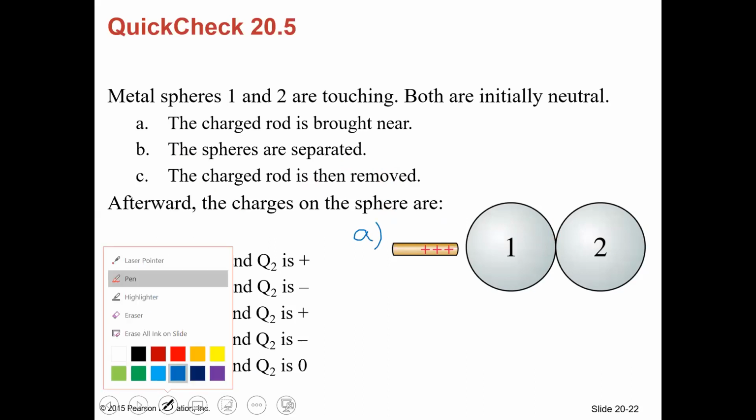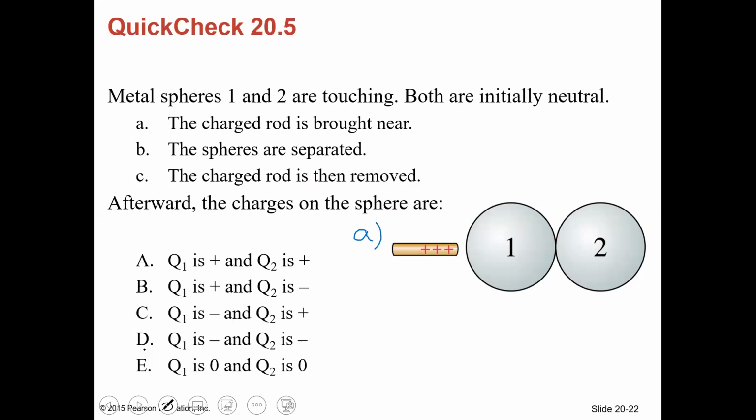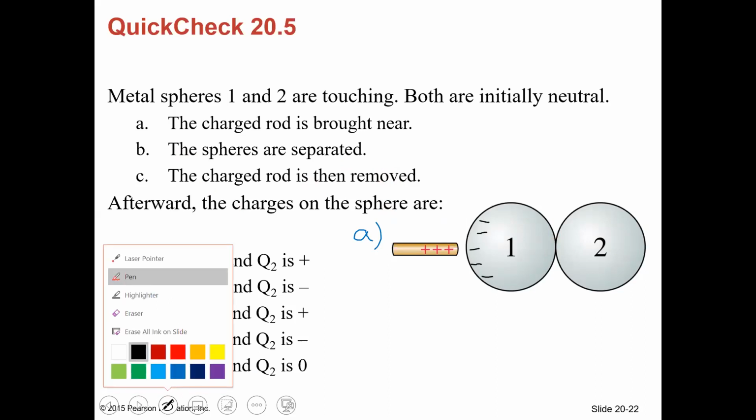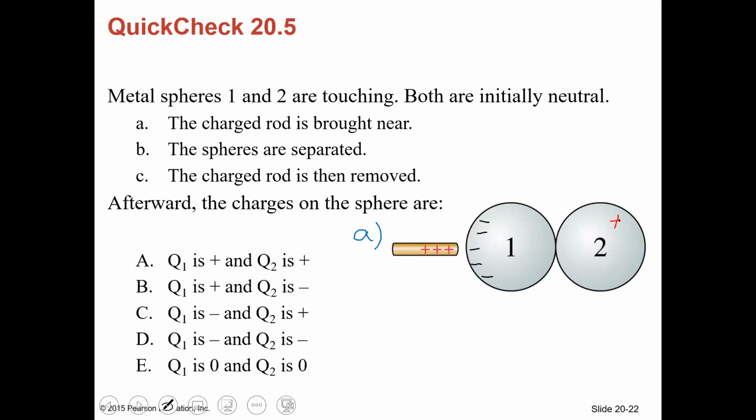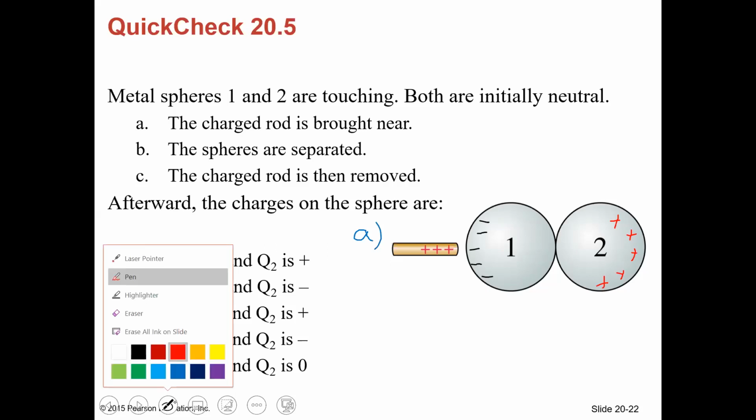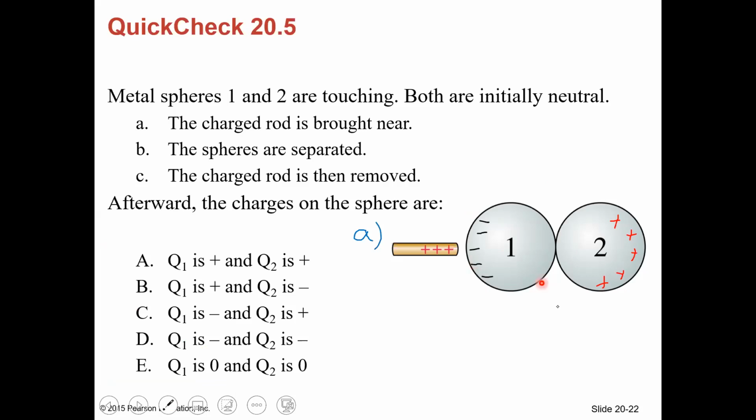And in step A, we just have really polarization. Negative charges are attracted to the positive, and positive charges are repelled. 1, 2, 3, 4, 5. Now, overall, these two spheres are still neutral, right? Having all these negative charges equal to the amount of positive charges overall. So it is still neutral when they're in contact.